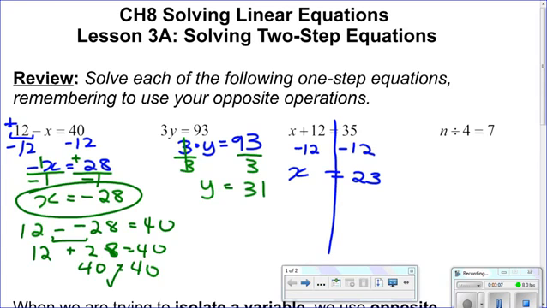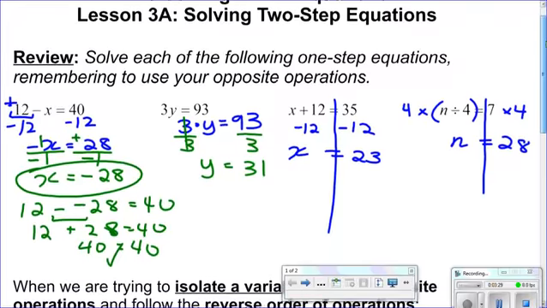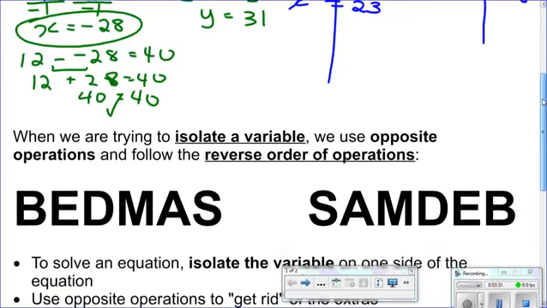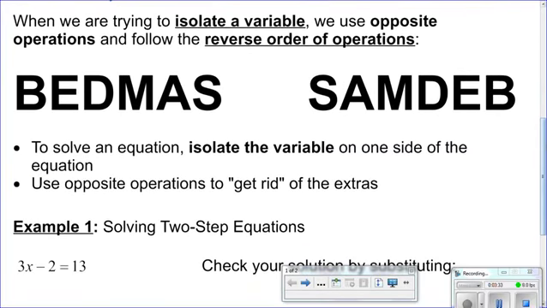Last one, our variable is n. It's being divided by 4. The opposite of divide by 4 is multiply by 4. So I'm going to multiply by 4 on both sides. 1n equals 28. Okay, so hopefully that was a nice, easy review for you. You were like, oh yeah, those are so easy. The first one might have been a little bit more complicated, but the rest should have been nice and easy for you. If not, see me in tutorials.